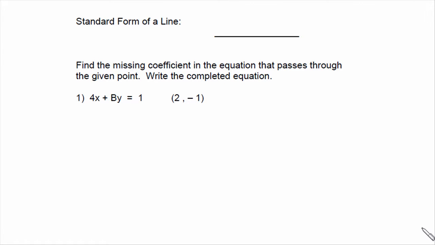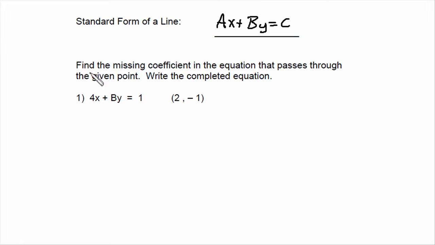Okay, we're going to continue our look at standard form lines. So a quick review, standard form of a line was this form, ax plus by equals c, and we discussed how a had to be positive, so your x term has to be positive, and a, b, and c must be whole numbers. They cannot be decimals or fractions.